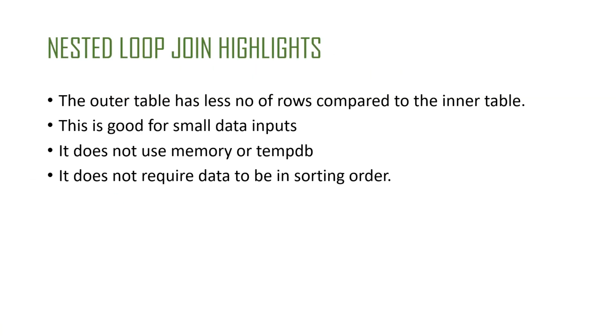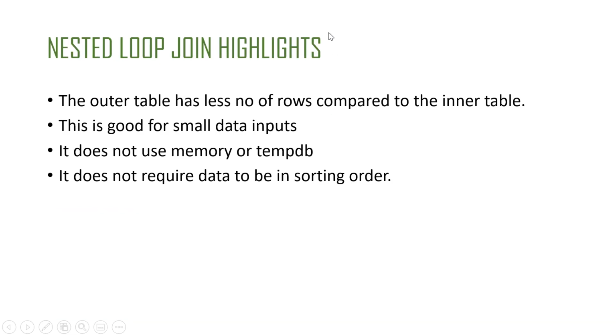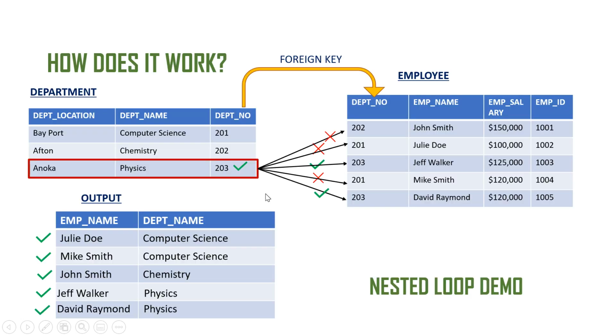Theoretically, the outer table has fewer rows compared to the inner table, and this is good for small data inputs. Why? Because imagine if we had 1 million rows in table 1 and 1 million rows in table 2. Each row has to loop 1 million times every single time, right? And that's going to take a lot of time. It does not use memory or tempdb, and it does not require the data to be in sorted order. Here if you see, this data is not sorted: 202, 201, 203, so there is random data.